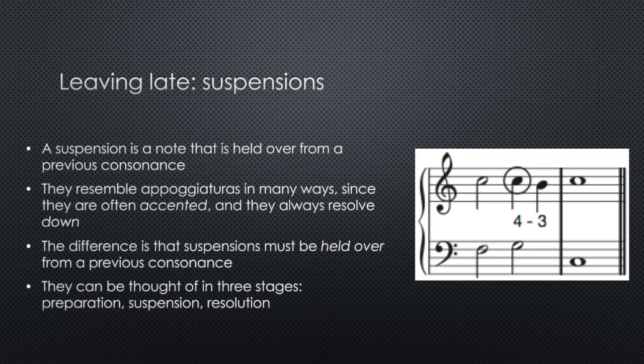The important thing about a suspension is that it's prepared as a consonant. That C there is a consonant note, and it's held over as the other voice changes. So you can think of a suspension as having three different phases. The preparation, which is consonant here, as it's part of a chord tone. Then the suspension itself, the circled note. The other voice moves against it and makes it dissonant. So you hang on to that note and let it become dissonant, and then it resolves. So preparation, suspension, resolution. All three parts have to be there for it to be a suspension. And if they're not all there, then it's some other kind of embellishing tone.